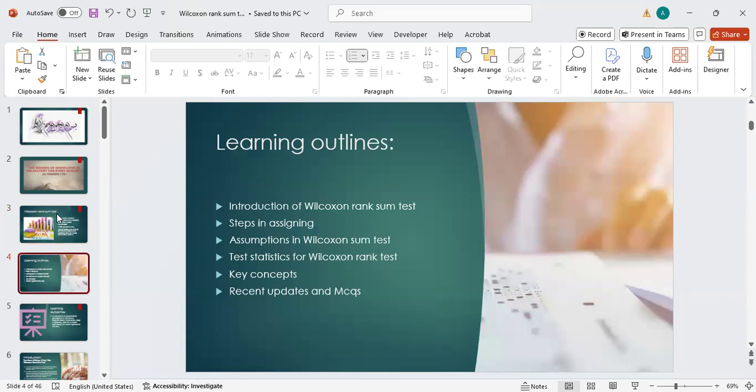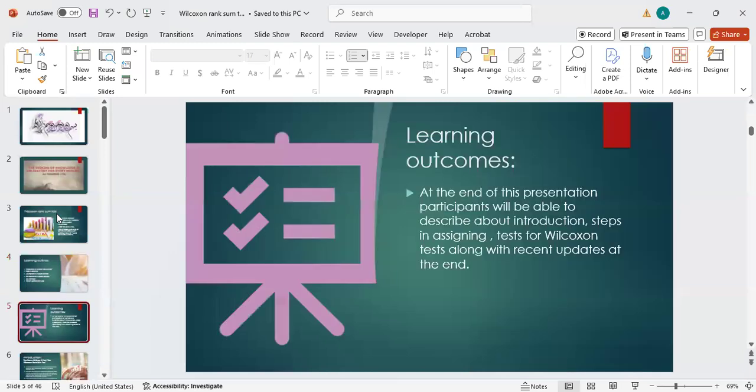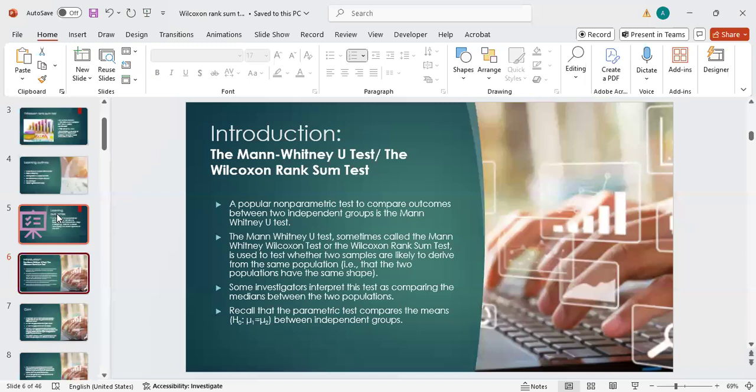Learning outlines: introduction of the Wilcoxon rank sum test, steps in assigning ranks, assumptions in the Wilcoxon rank sum test, statistics for a Wilcoxon rank test, key concepts, recent updates, and MCQs. Learning outcomes: at the end of this presentation, participants would be able to describe the introduction and steps in assigning ranks for the Wilcoxon test, along with recent updates.